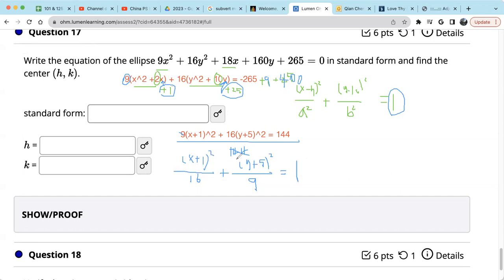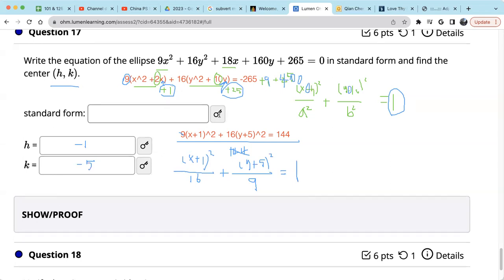I have x plus 1 squared over 16. 16 is 4 squared, plus y plus 5 squared divided by 9. 9 is 3 squared. So that's our standard form. So what is the center? H comma k. In the standard formula, we have x minus h, y minus k. So that means h is -1 and k is -5, right? Because x minus -1 becomes x plus 1. Y minus -5 becomes y plus 5. So that's for this question.